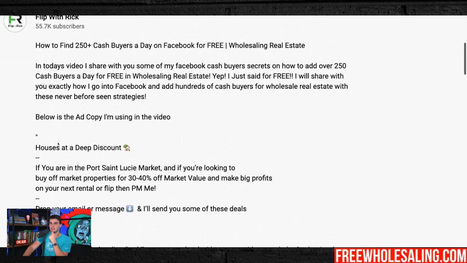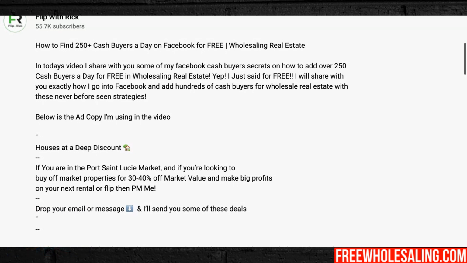"Houses at a deep discount. If you're in the Port St. Lucie market, and you're looking to buy off-market properties for 30 to 40% off market value and to make big profits on your next rental or flip, then PM me, drop me your email." Guys, I can tell you straight up, you'll probably have 5 cash buyers contact you every time you post.